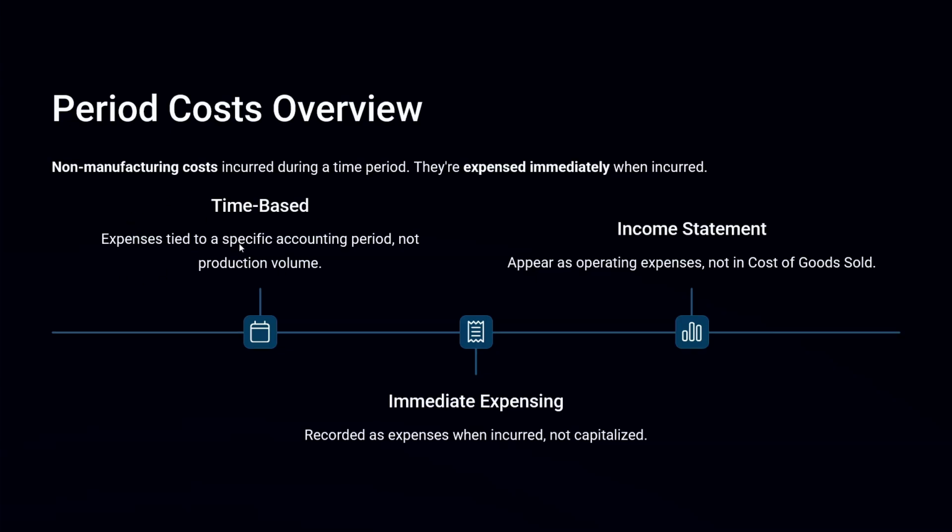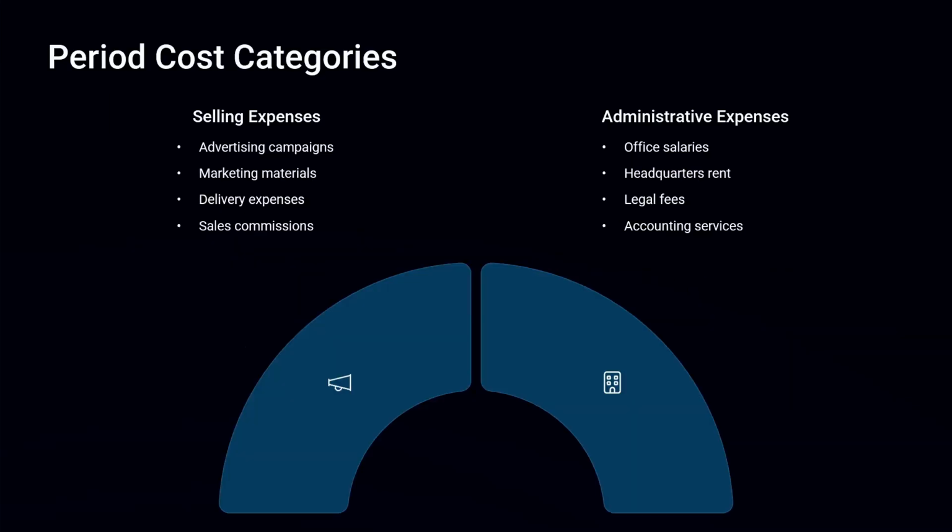They are expenses tied to a specific accounting period, not production volume. They are immediately recorded as expenses when incurred. There is no capitalization. They show up in the income statement as operating costs, not in the cost of goods sold.